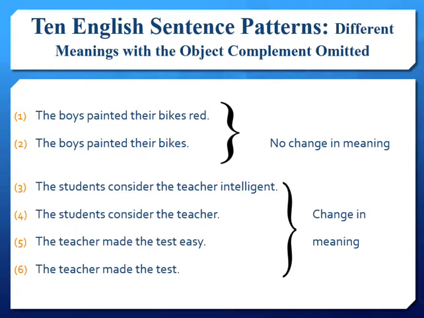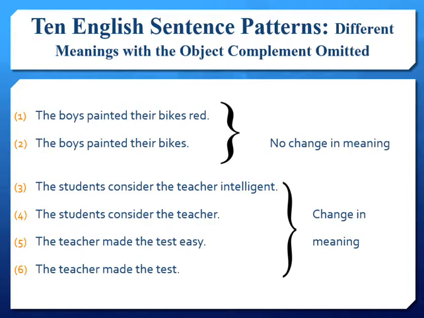Pertaining to sentences 1 and 2, the meaning does not change when the object complement read is omitted in sentence 2. However, pertaining to sentences 3 through 6, the meaning changes because of the context that the sentences may occur. For example, sentence 5 conveys that the teacher merely modified the test to be easy for students to take, in contrast to the test being difficult, whereas in sentence 6, the teacher completely created, not modified, the test.